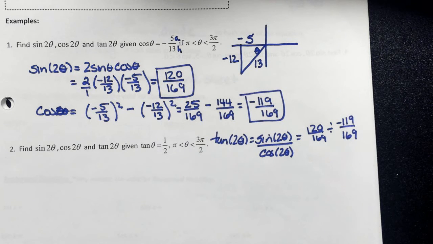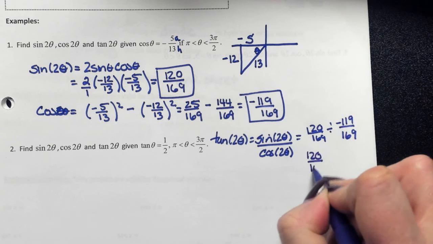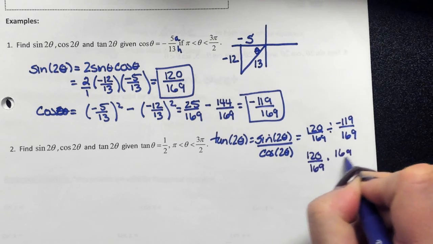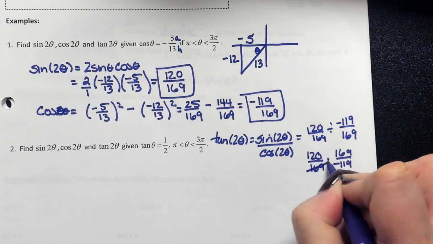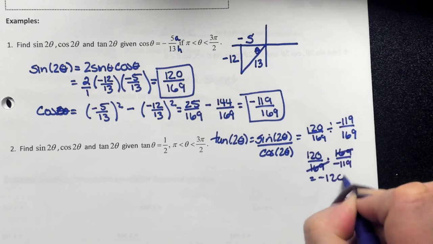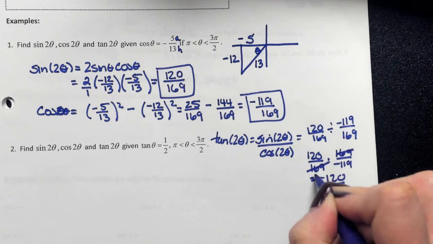How do you divide fractions? You're simply going to multiply by the reciprocal. So the tangent of 2 theta then is going to be 120 over 169 times 169, watch your negative, over 119. So that's going to give me negative 120 over 119.